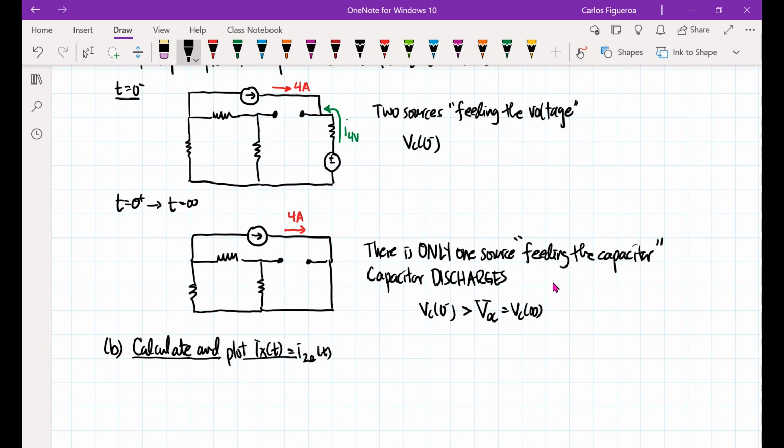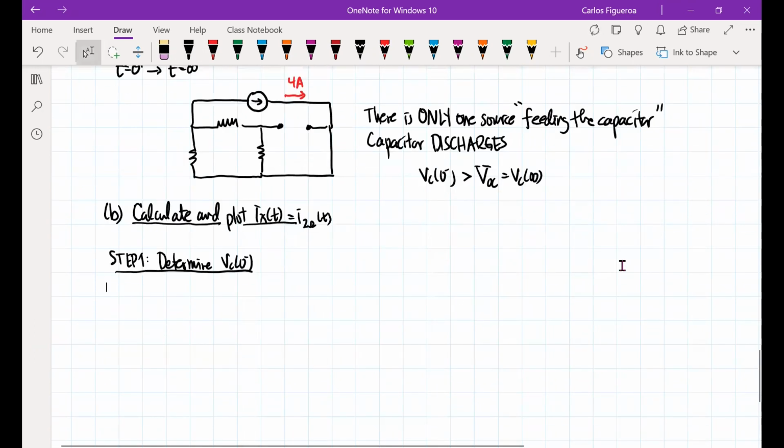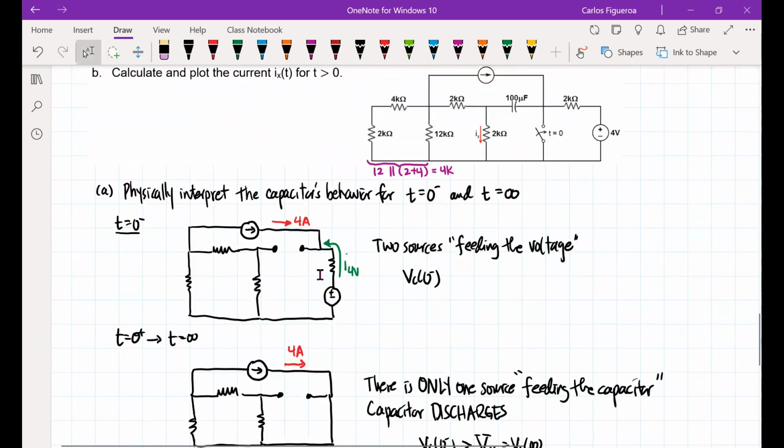Because this is a constant source, I'm going to use the physical Thevenin approach with this method 1. So here I go. I'm going to remove the capacitor and calculate VOC. My first step is that I want to determine VC of 0 minus. Okay, that's my first step. So let's draw the circuit here. The circuit is exactly the circuit that has the 4-volt source here. So it's really this circuit that I've got to write at t equal to 0.